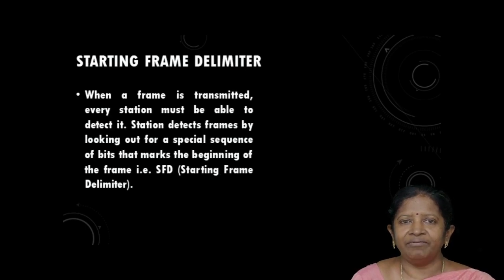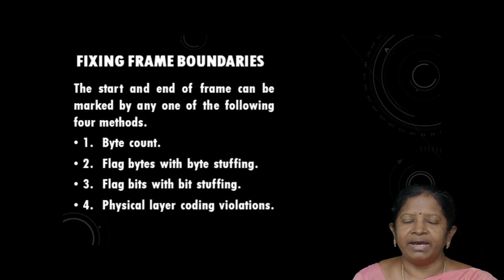When you are sending a frame, how does the receiver understand this is the starting of the frame and this is the ending of the frame? So you must insert some form of boundary in the frame to differentiate it from the previous and the next frames. This is achieved by different methods in the data link layer.